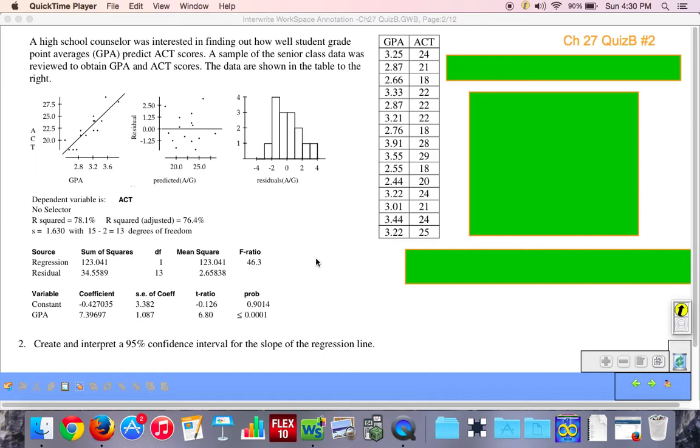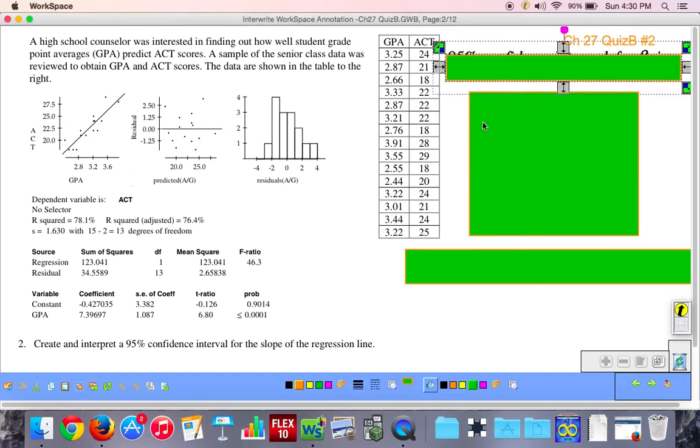So question number 2: create and interpret a 95% confidence interval for the slope of the regression line. In video 1, we learned that when we are trying to infer information from a linear regression, we're going to use the slope. And we also learned that our null hypothesis is always that there's no association between the X and Y variable. So how would we create a confidence interval? Well, let's take a look. And again, they gave us a helpful hint. They said a 95% confidence interval for the slope of the regression line.